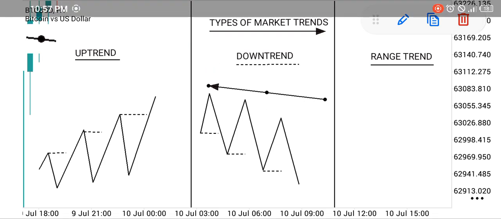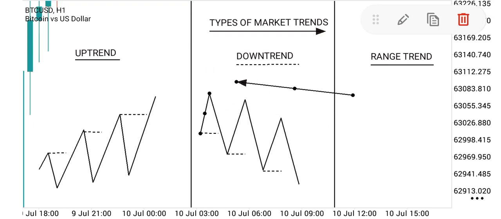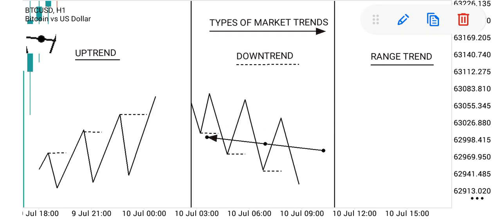Understand that in the first example we had, the market was clearing our higher highs. But now in the downtrend market, the market is not clearing your highs, it will be clearing your lows. In this kind of market, it will be clearing your lows. So understand that these are just two different examples, but kind of similar.